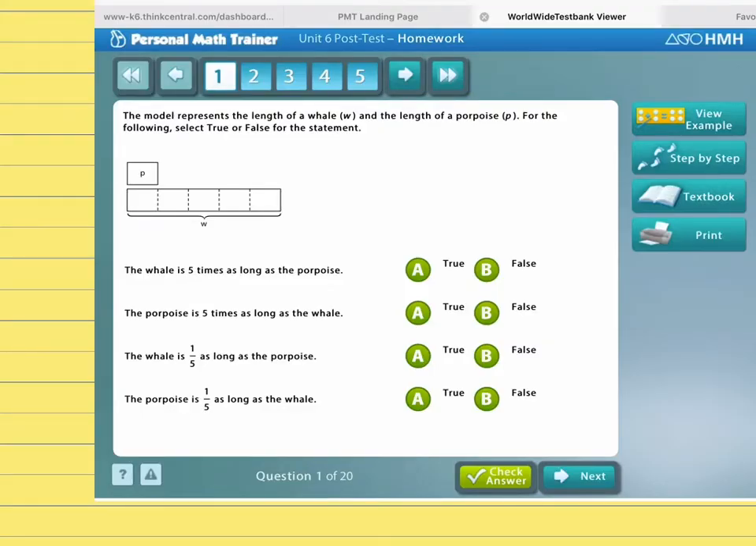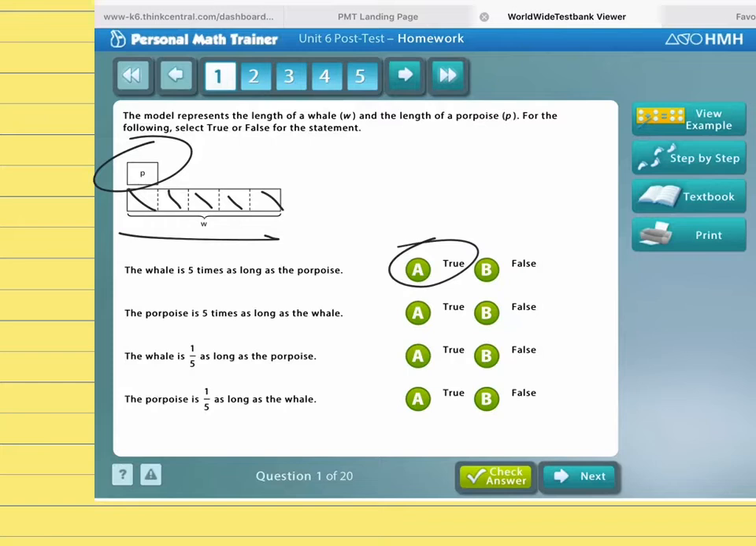All right, let's look at the first problem. The model represents the length of a whale, that's W, right down here, and the length of a porpoise, P. For the following, select true or false. The whale is 5 times as long as the porpoise. Well, you see 1, 2, 3, 4, 5, so that's true.